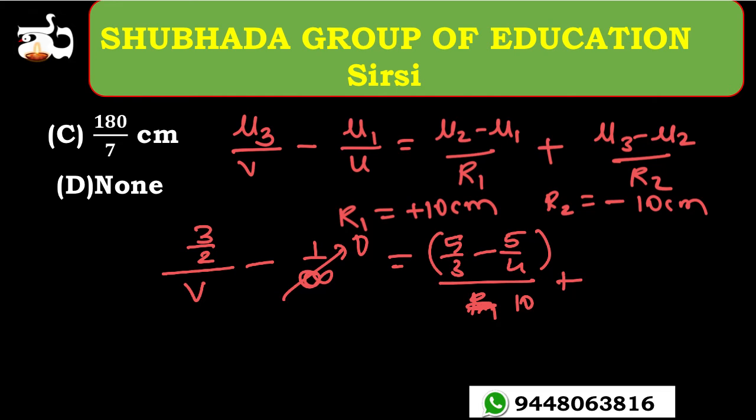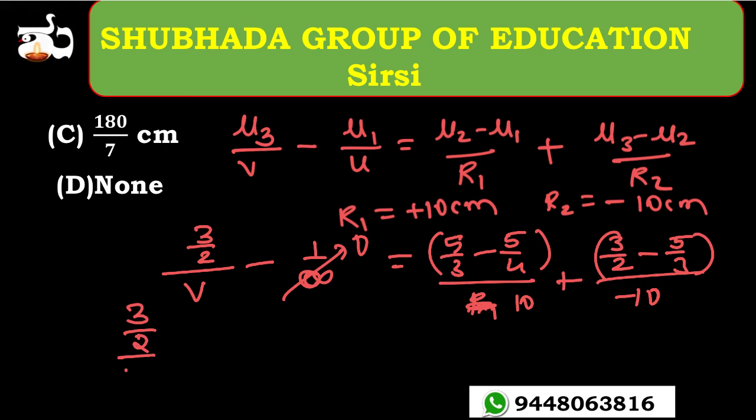mu 3 minus mu 2. Mu 3 is given as 3 by 2, so 3 by 2 minus mu 2, which is 5 by 3 here, divided by minus 10 centimeter here. Okay, so now let's solve this problem. Simplification is the only task now.